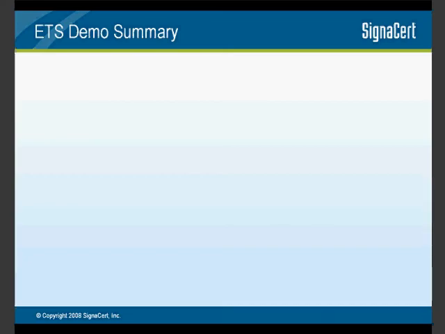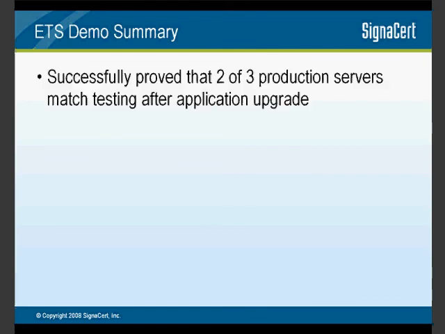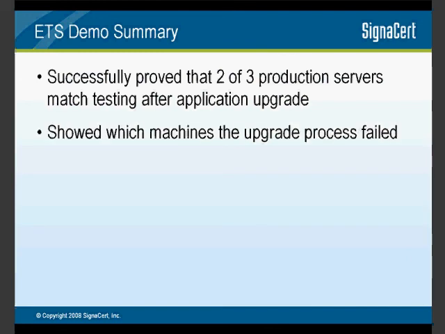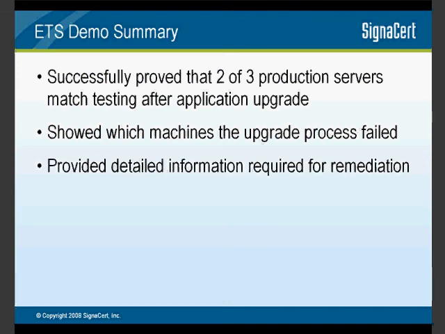So, with this demonstration, we've shown how ETS can be used to prove that your application upgrades are complete and correct using an independent reference. We've also showed that only 2 of the 3 production servers got the required update, and we identified which server specifically didn't get it. Furthermore, we provided detailed information on what was different on Web 3, allowing the fastest possible remediation.